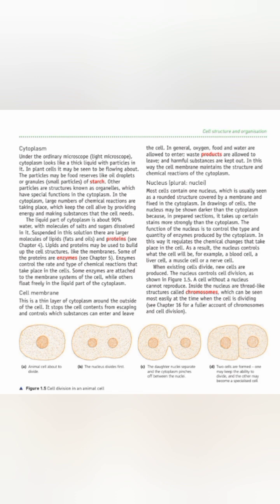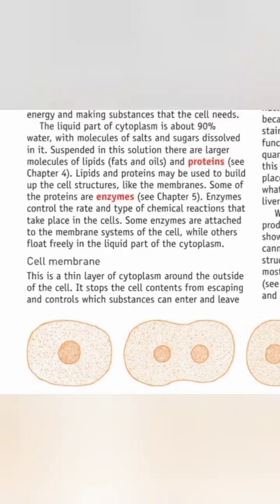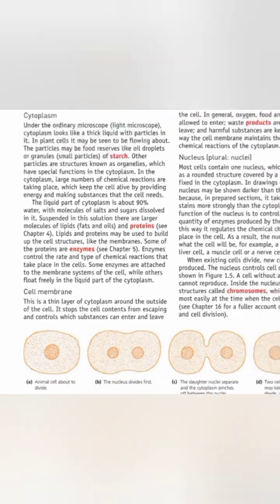Firstly, we will discuss the general structure of an animal cell. An animal cell is microscopic and usually round or irregular in shape. It has three main parts: cell membrane, cytoplasm, and nucleus. Like this, you can see the shape of an animal cell. It's usually round or irregular.